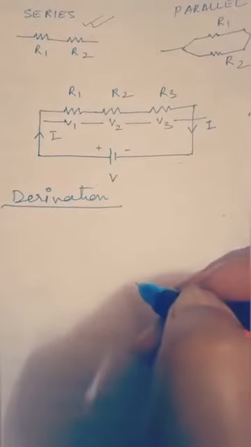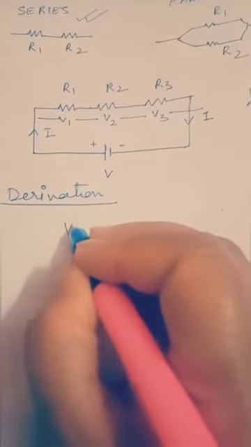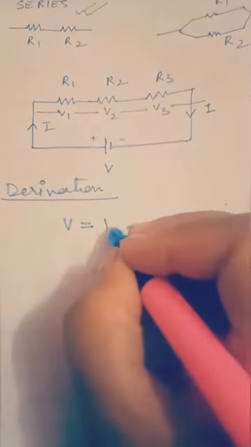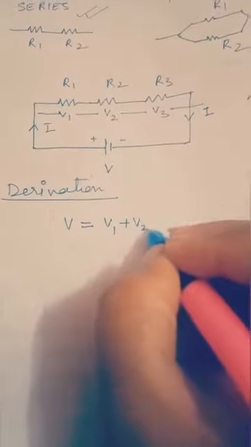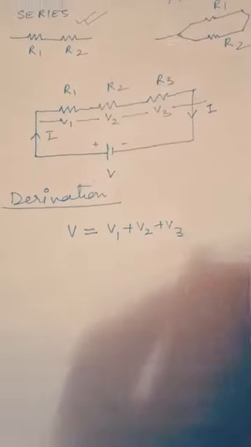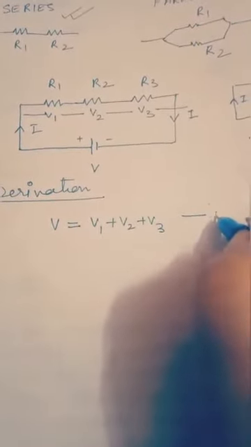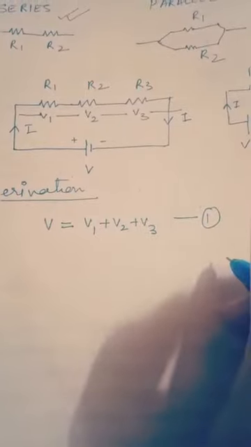Now in this circuit, V volt is being divided into V1 plus V2 plus V3. That is the voltage across these three resistors. Let this equation be the first equation.